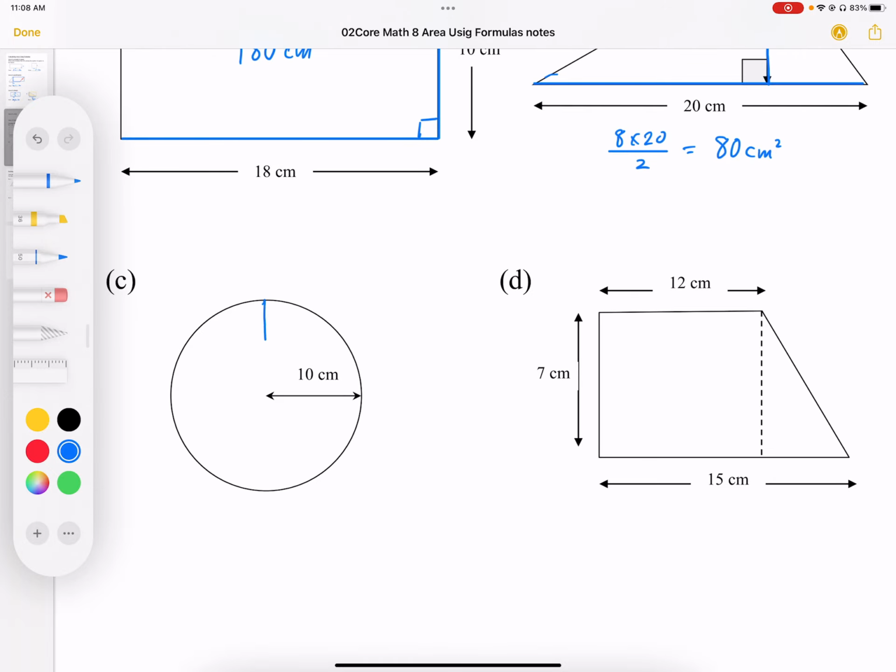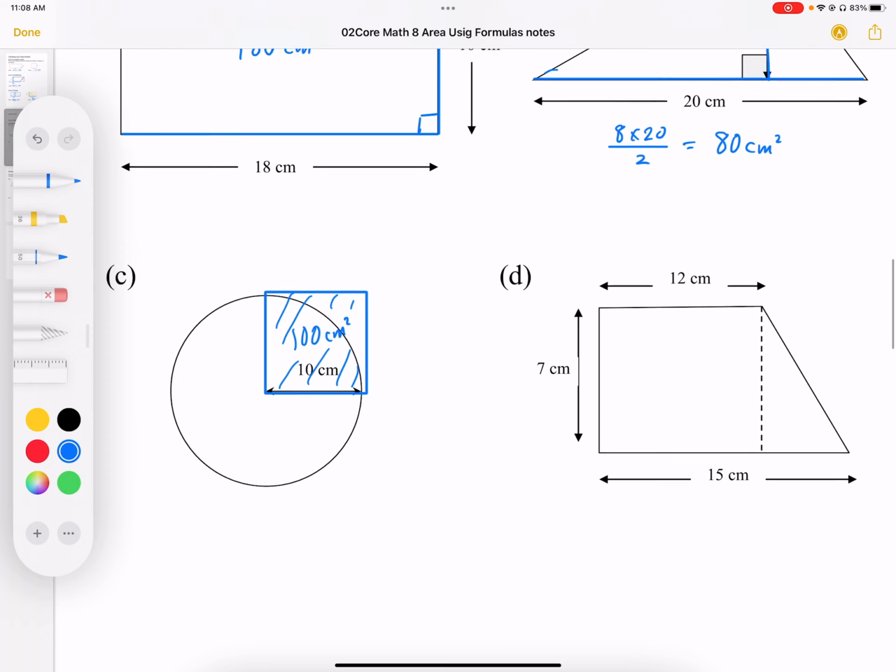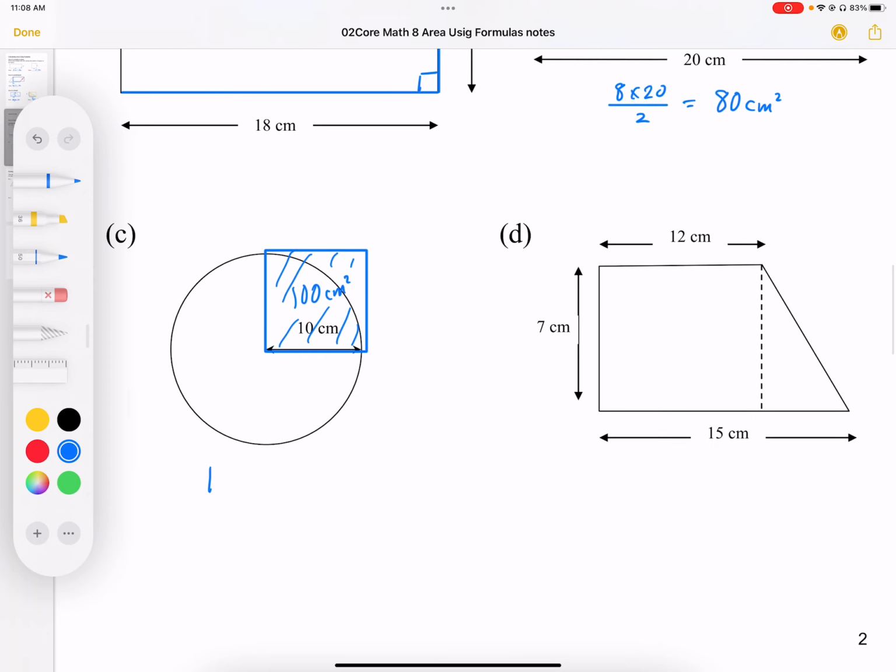With the circle, we're going to take the 10 centimeter radius and make a square from this, so that we have 100 centimeters squared. Okay, and we know that that area is not the whole circle, but if we times that area by pi, so pi times 100 centimeters squared is going to give us the area of the circle. This, as a decimal, is about 314 centimeters squared, approximately.